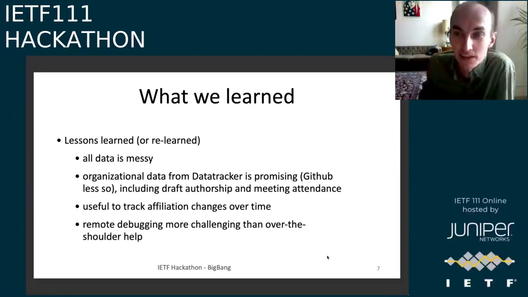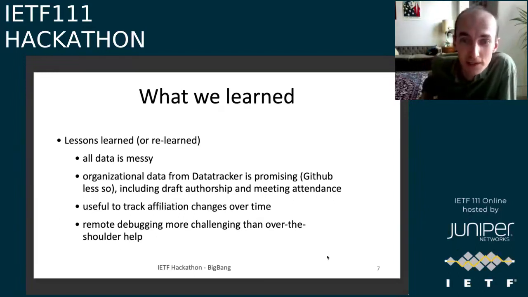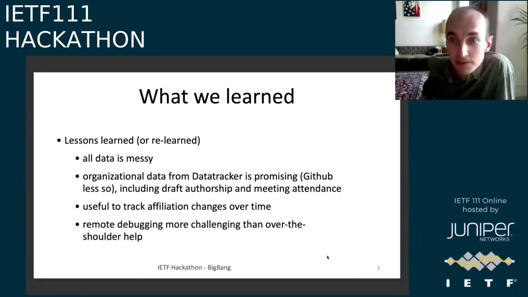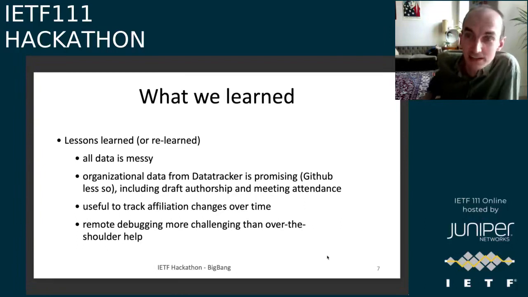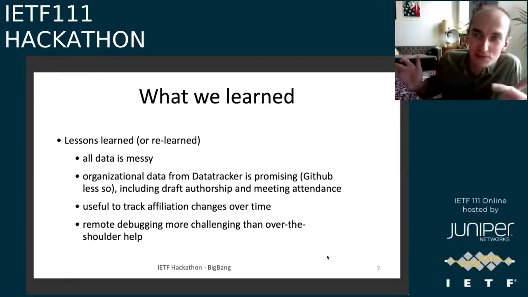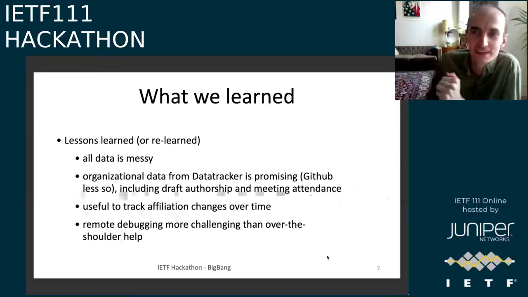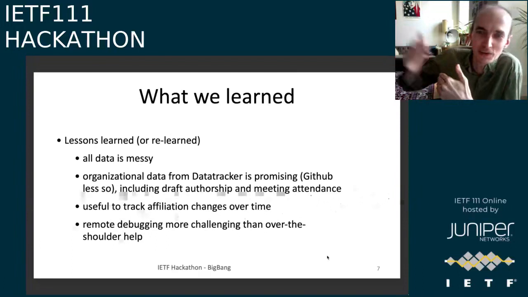The API is providing us useful things about affiliation and document authorship. We also connected to GitHub, but that seems a little less promising. Lots of people's affiliations are changing over time, particularly at IETF. And so that will be useful to look into. And then one challenge about the remote hackathon, we were all in different countries. It's much harder to debug someone's Python issue from a long way away.